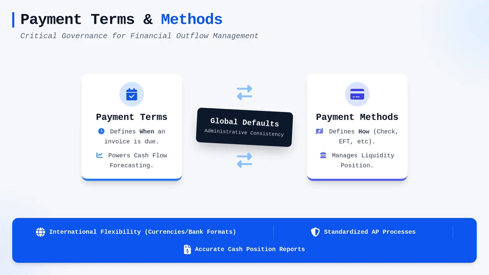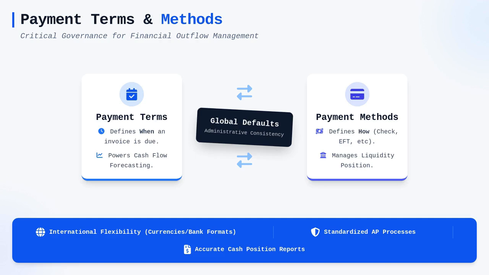Payment terms and methods of payment are critical governance components that define the timing and mechanism of your financial outflows. Default payment terms at the vendor entity level inform the system when an invoice is due, directly influencing cash flow forecasting models. Meanwhile, the method of payment specifies whether you are settling an invoice via check, electronic bank transfer, or another financial instrument. These parameters are essential for maintaining accurate liquidity management, as they dictate which obligations manifest on your cash position report at any given point in time.